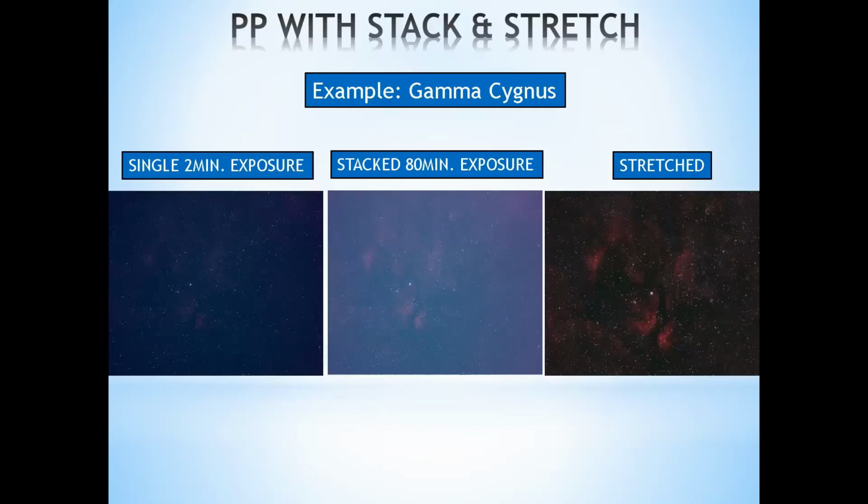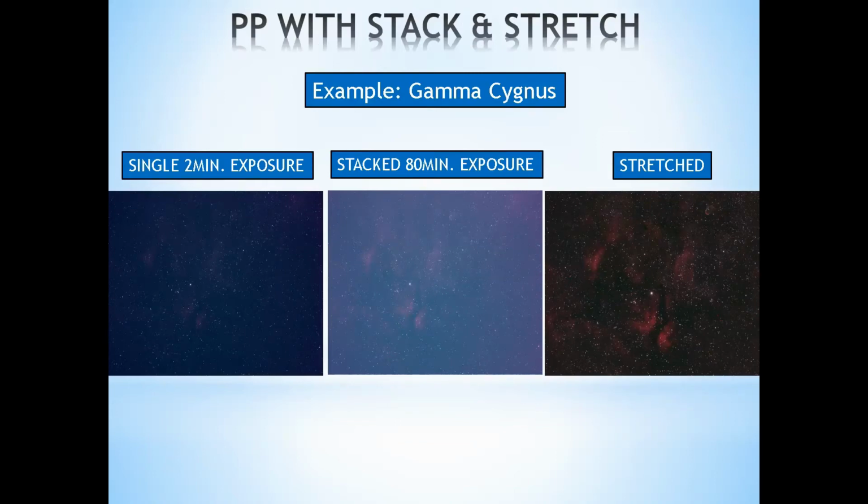So here's an example. Gamma Cygni is the region I'm looking at. I take a single 2-minute exposure and that's what it looks like. If I stack 40 of them to get an 80-minute total exposure, you can start seeing the nebulosity coming through. And then when you stretch it in Photoshop, you really start seeing a better image. But this is not as good as it can get. Stretching it some more will only blow out these stars and overexpose them.